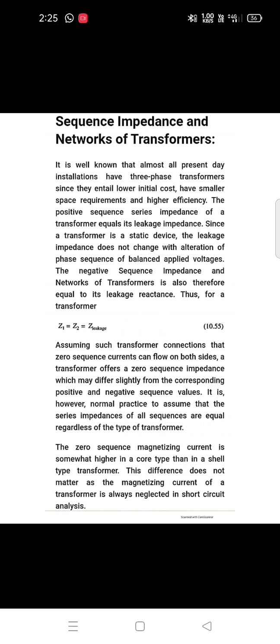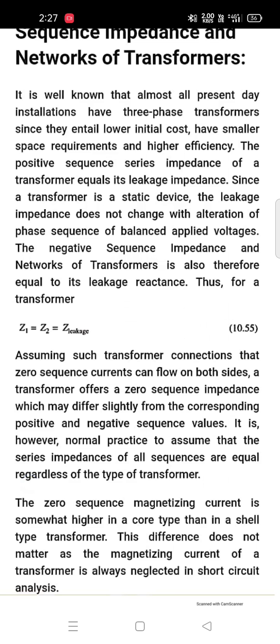Almost three-phase transformers are used, since they entail lower initial cost, have smaller space requirements and higher efficiency.